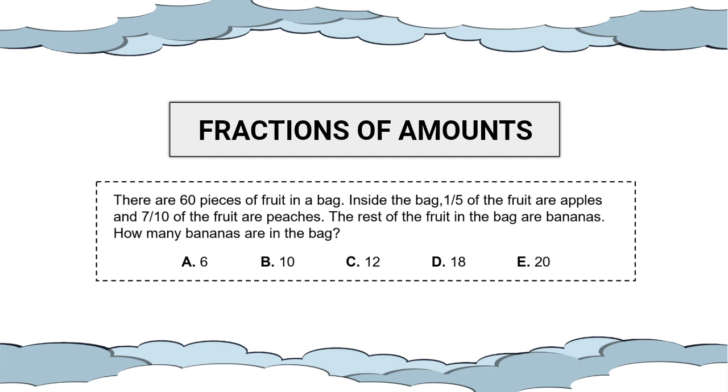There are 60 pieces of fruit in a bag. Inside the bag, 1/5 of the fruit are apples and 7/10 of the fruit are peaches. The rest of the fruit in the bag are bananas. How many bananas are in the bag? So at this moment, you can either stop the video and try to work it out on your own, or we can keep going and we'll just get right to the solution.